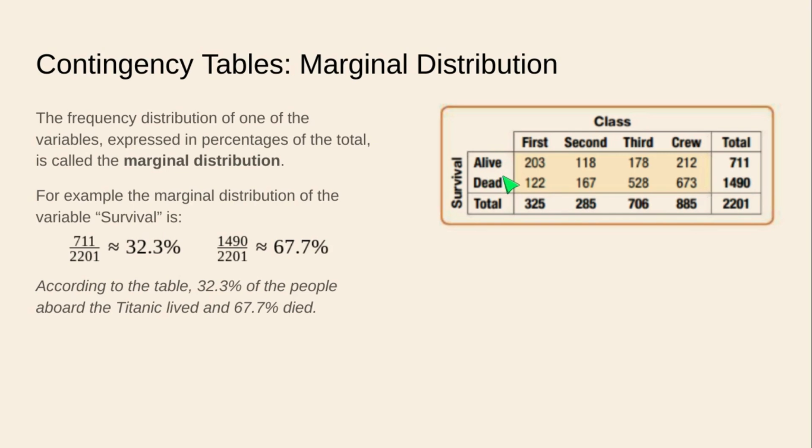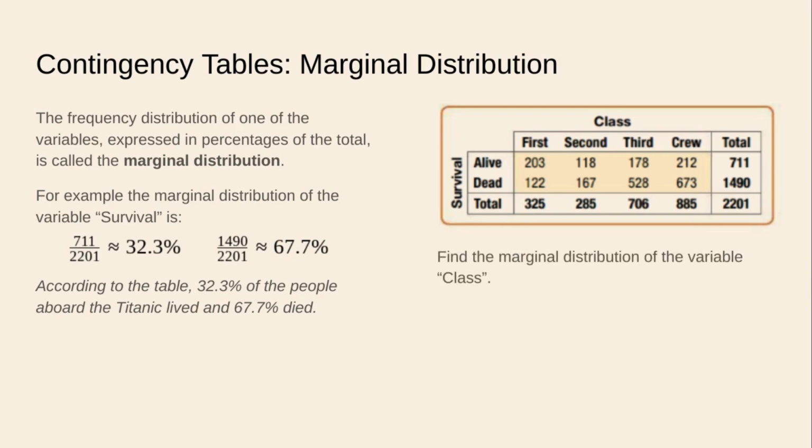We are doing the marginal distribution of the variable survival. So we have survival, alive versus dead. 711 people were alive out of 2,201. Let's look at the second ratio here. 1,490 out of 2201. Well, that's this number divided by 2201. So that's the proportion of the total who were dead, okay? So the marginal distribution for the variable survival is what proportion of the total were alive versus the proportion of the total who were dead after the Titanic hit the iceberg.